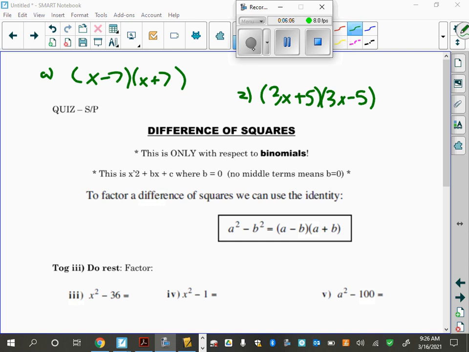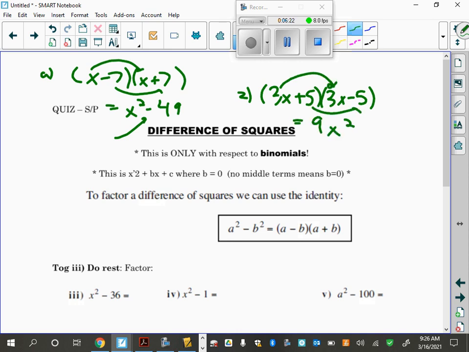As I stated already, it's simplify, and we flip these because they're exactly the same binomials with different signs, which always ends up being subtraction in the middle. And same thing with here, 3x times 3x equals 9x squared. 5 times negative 5 equals negative 25. Now I'm going to give you these, and you've got to get that.